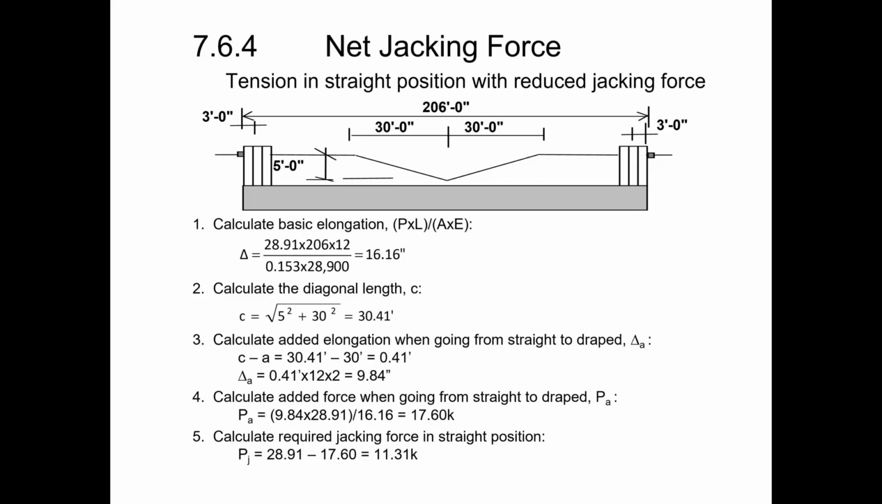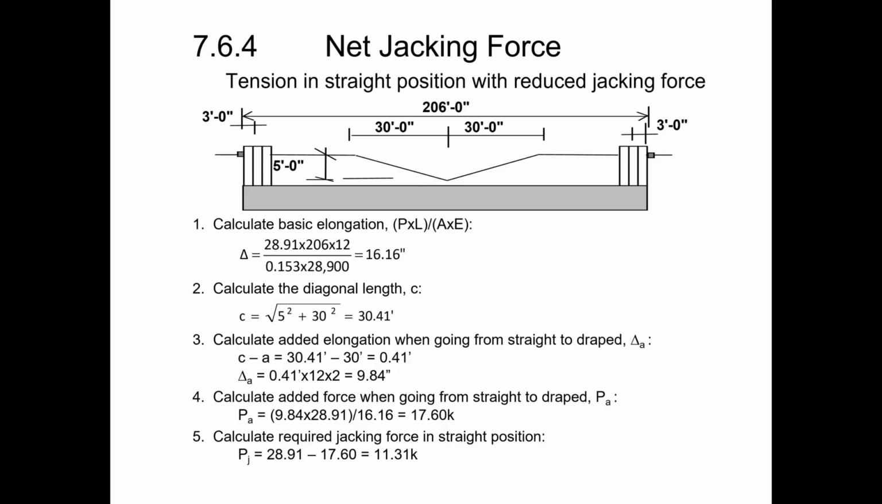So we're going to tension our strand in the straight position to 11.31 kips. We're then going to gain 17.6 kips going from straight to draped so that we end up with 28.91 kips of force in the strand once everything is said and done, which is the target force that the engineer specified.